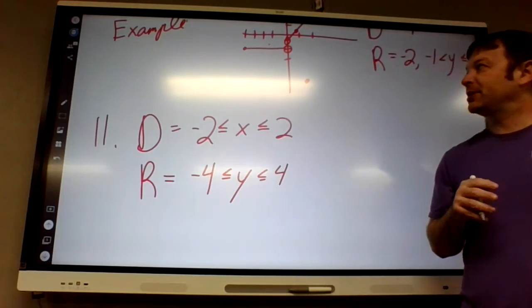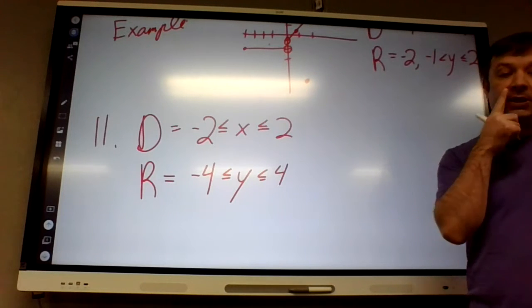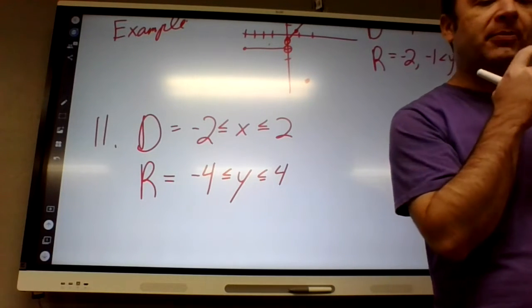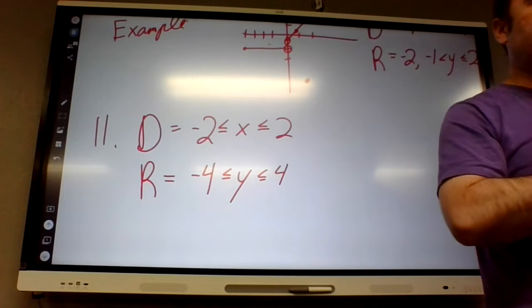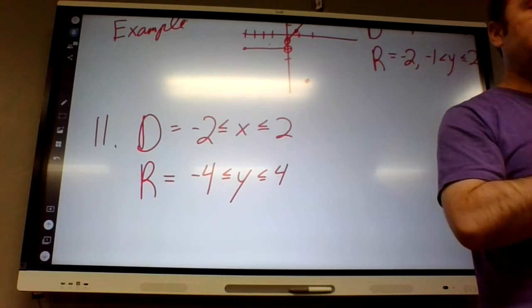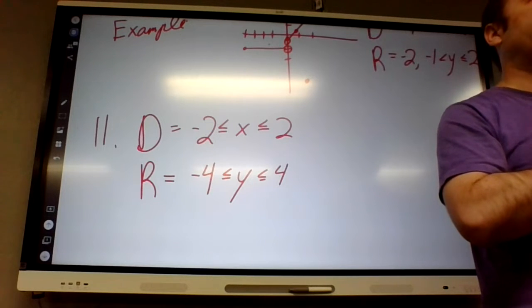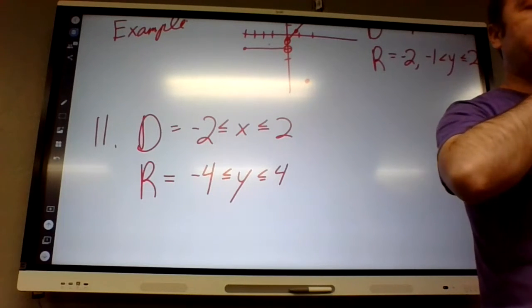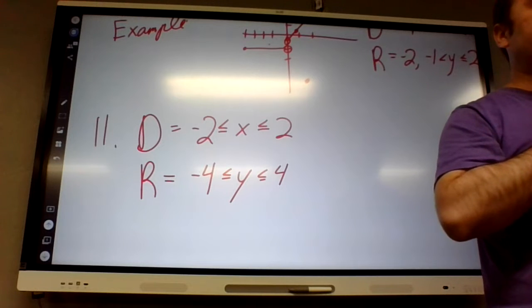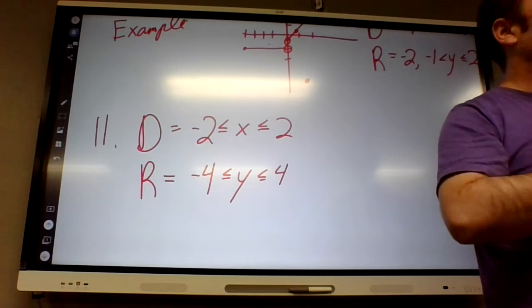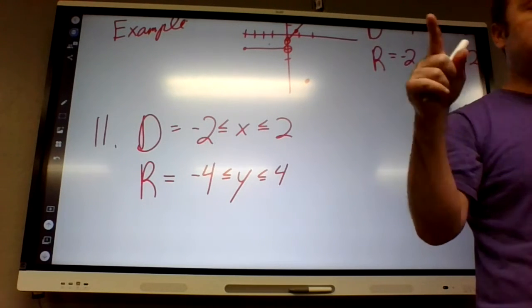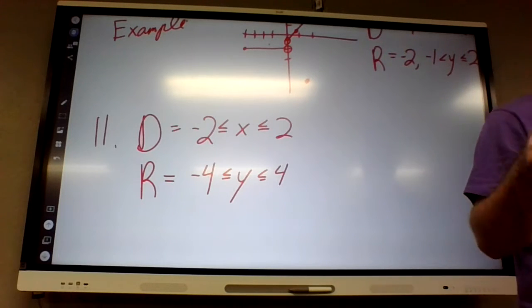Well, you might have to do something like the example where you put a comma. For example, on number 10, what's the lowest y value? 1. And what's the highest y value? 2. Are all the y values filled in between there? No. So it's just 1, comma 2 for the range.